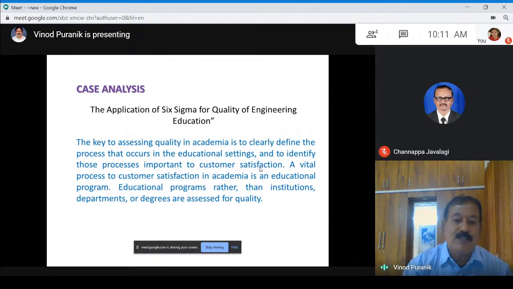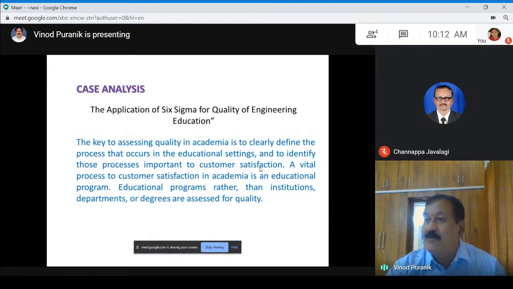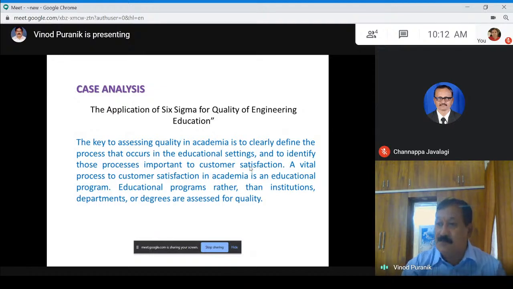The vital process to customer satisfaction in academia is in educational programs. Educational programs, rather than institutions, departments and degrees, are assessed for quality. See, educational programs become very, very important for us. And very important are the core processes and the key customers. Although it does not belong to any of the 5 phases of the Six Sigma methodology, the identification of key processes is very, very important. So what are those key processes? Like in any of the engineering programs, how you go ahead with the strategic plan. Usually we break it into 2 parts.